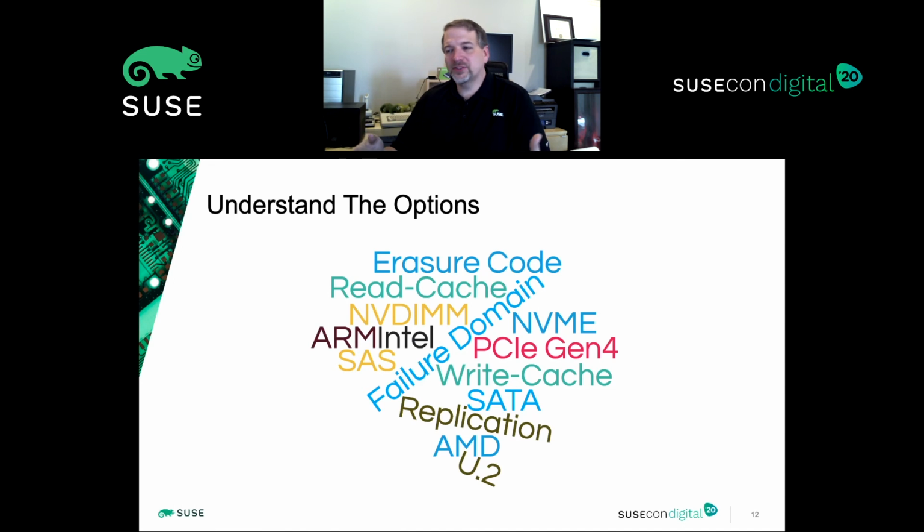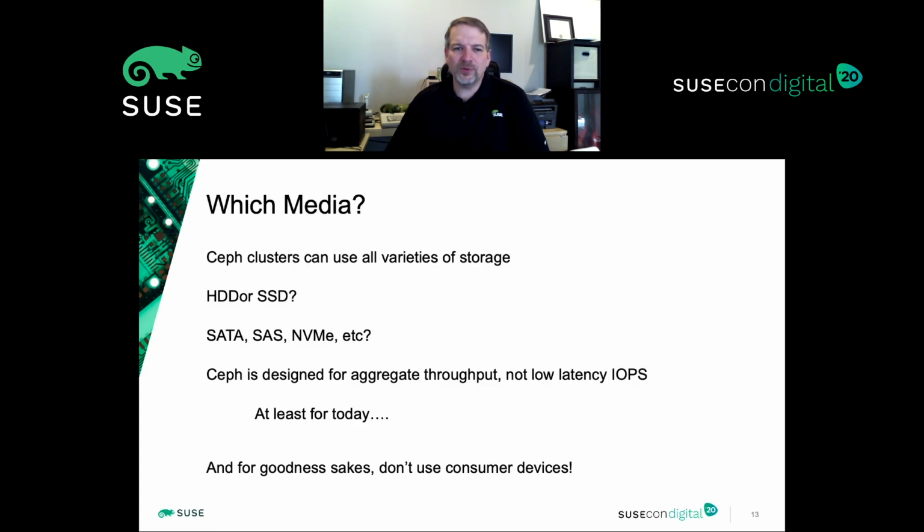So aside from that, you also have to understand what all the options are. There are a lot of terms that you're going to get thrown around. Things that you have to think about are your data protection, your failure domains, what kind of storage technology, whether it's an NVDIMM or a SATA SSD or a U.2, what version of PCIe it is. Lots of things. You see all these things up here. They're all options, and they're things that you need to think about when you're designing the solution. So let's jump into a couple of those. Which media? We talked about that just a second ago.